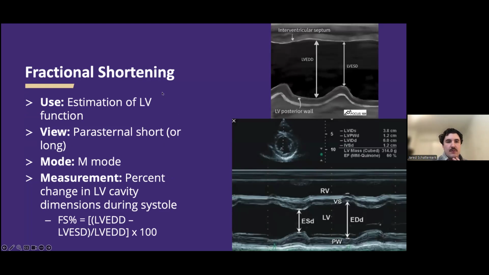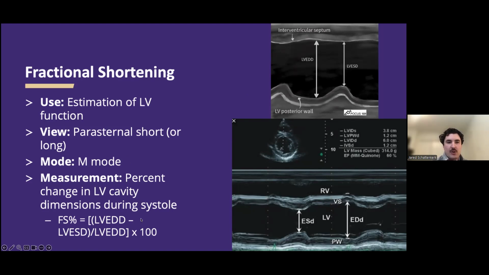And so the next one is called fractional shortening. And again, this is an estimation of your left ventricular function. You'll use M mode again to obtain this. And so what you'll do is you'll get the parasternal short axis view at that mid-papillary view, and then you'll do M mode right down the middle. And so what that will graph for you is the movement of the ventricular walls throughout diastole and systole. So up top, you'll see the intraventricular septum. Down below, you'll see the LV posterior wall.